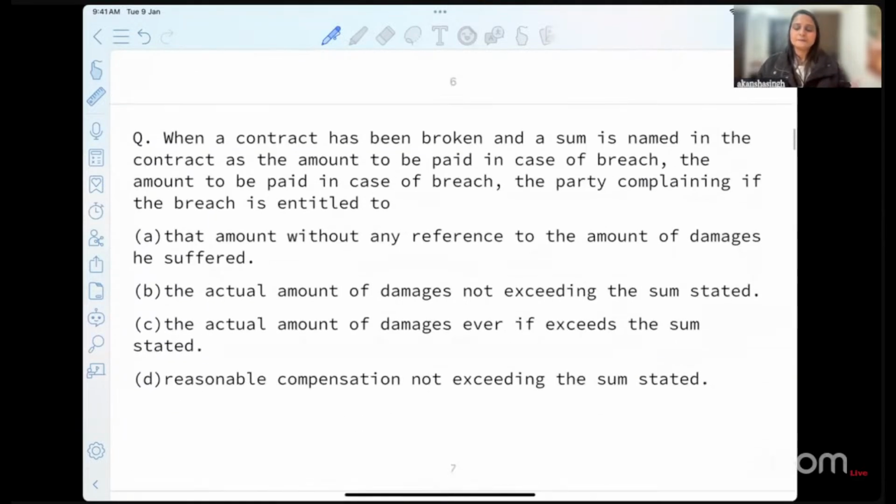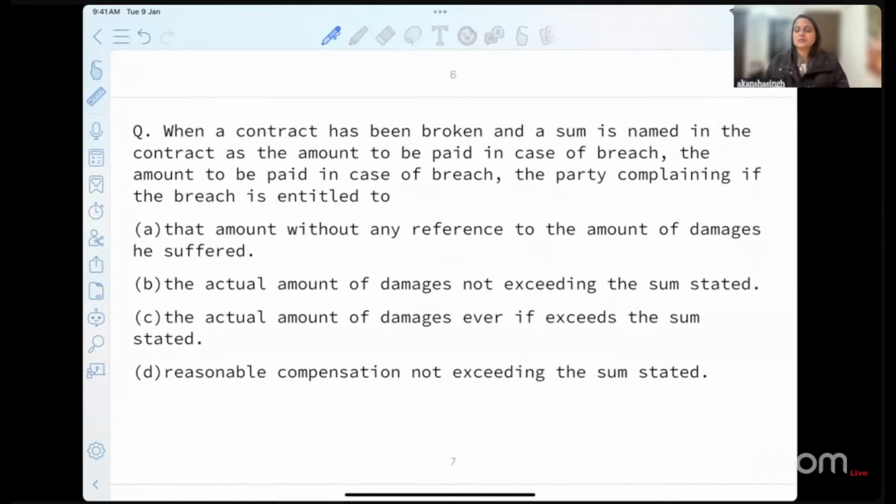Okay, now before I proceed, this is one of the previous year questions. If you get this question, will you be able to answer based on the 17 minutes that you have spent with me so far? Okay, let's read. When a contract has been broken and a sum is named in the contract as the amount to be paid in case of breach, the party complaining of the breach is entitled to what?